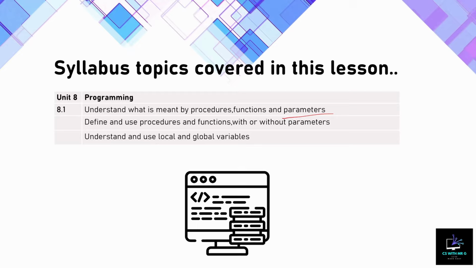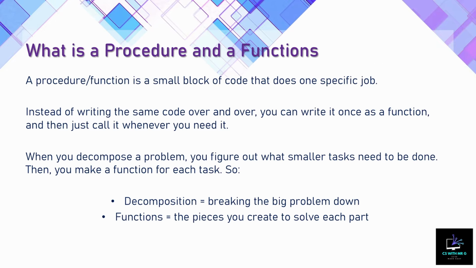Then at the end, we will look at these two terms, local and global variables, which is quite easy to understand if you manage to understand what a procedure and a function is. So first and foremost, here's our basic definitions of both procedures and functions. And as you can see, a procedure or a function is a small block of code that does a particular job when it comes to our program.